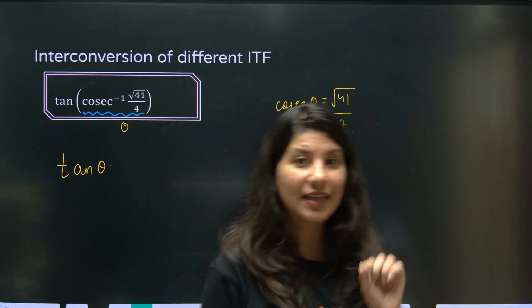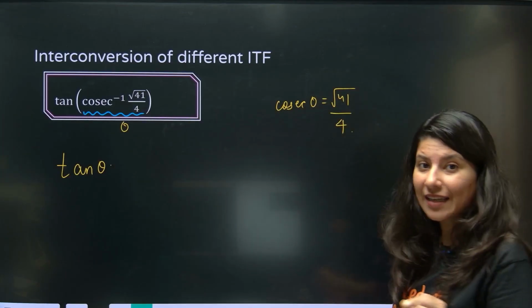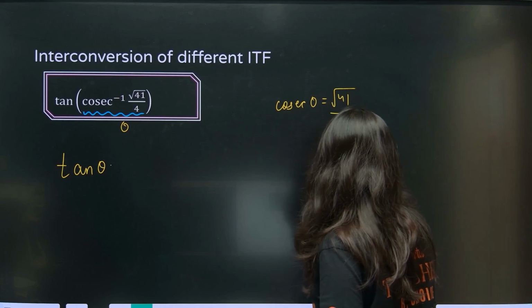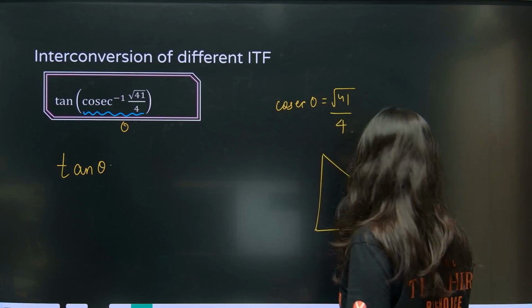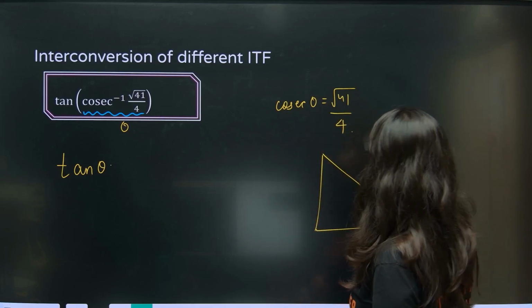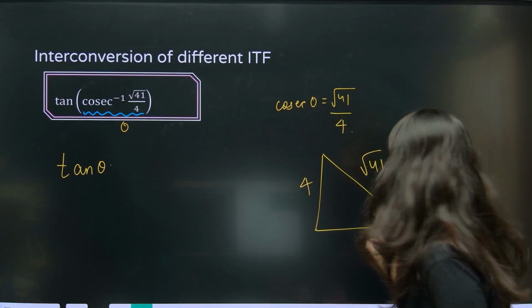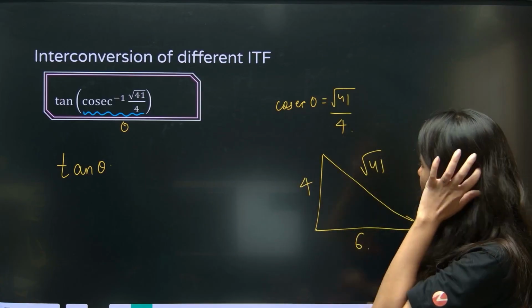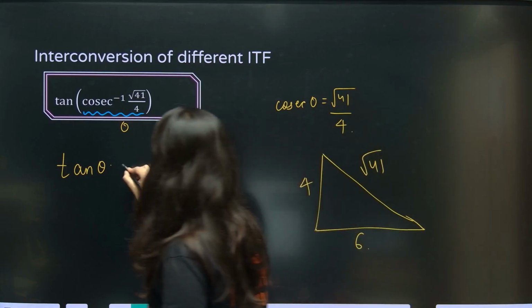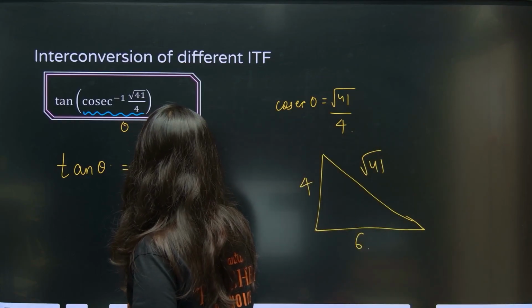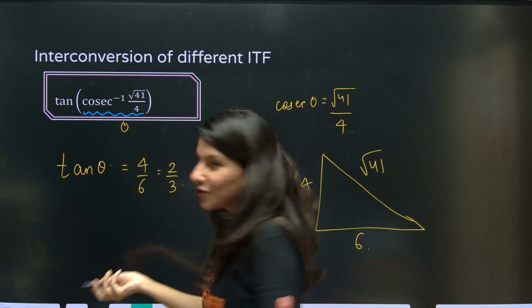What do you want? Tan theta. What do you have? Cosec theta. Cosec theta is what? Sine is perpendicular by hypotenuse. So this is root 41, this is 4. So 41 minus 16, 25... the remaining side is going to be 6 by the computation shown. Now what do you want? Tan theta. So tan theta will be 4 by 6. Can you see how easily I have calculated? This is 2 by 3.